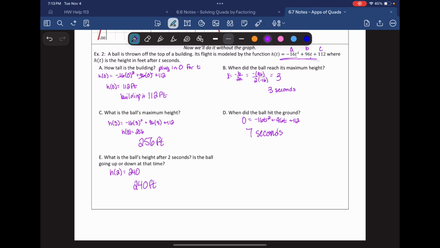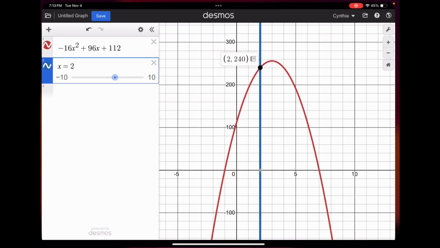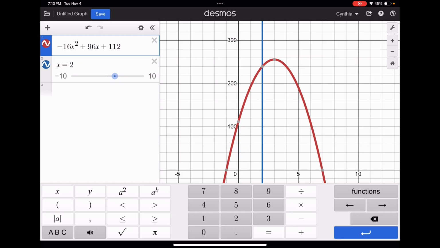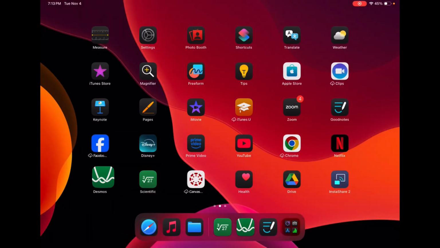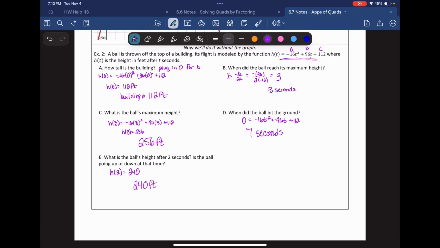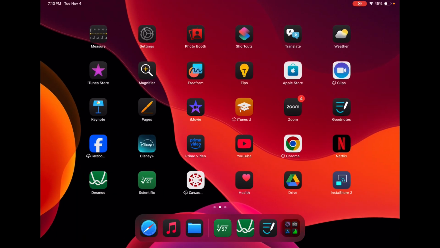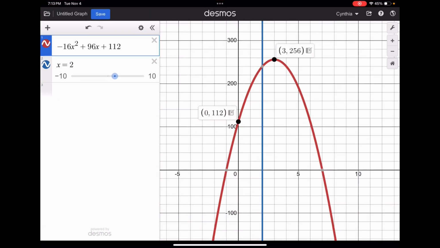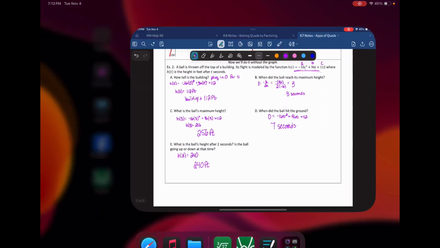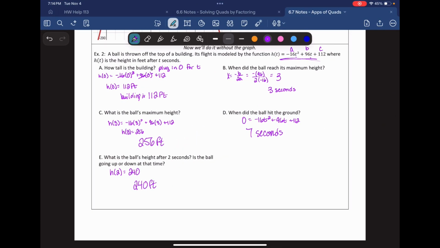So all of these things I got algebraically, I can get with my graph. How tall is the building? Y-intercept, 112. When did the ball reach its max height? That's your vertex. 3 seconds, and the max height is 256. When did the ball hit the ground? We just did that one, 7 seconds.